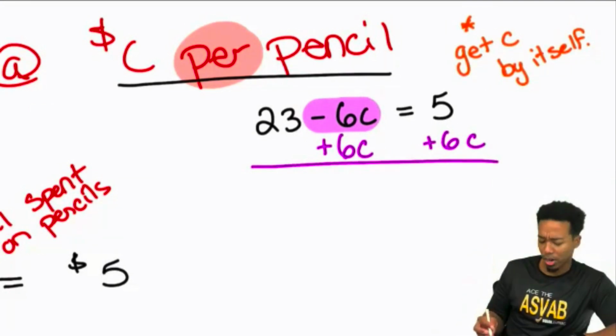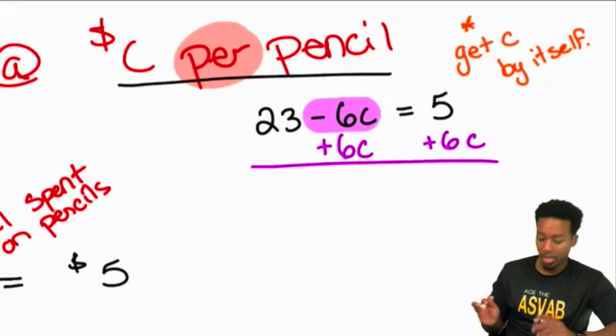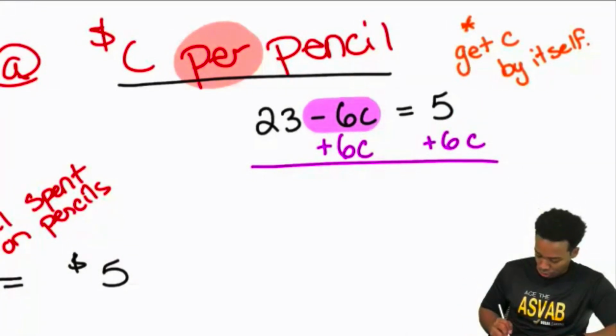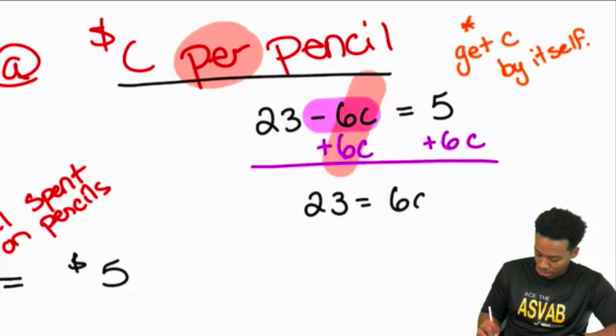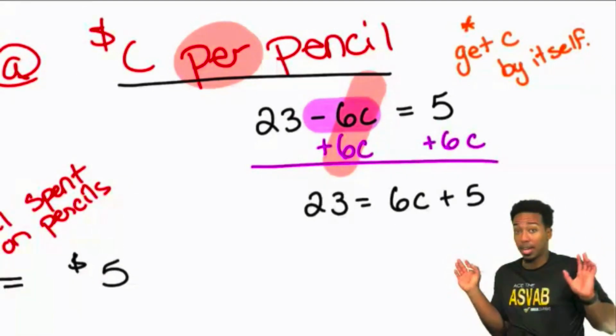Yes or no? Quick question, everybody. Can you combine 5 and 6C together? Are those like terms? No, they're not. They are absolutely not. So what you're going to do here, it's going to cancel out right there. You're going to have yourself 23 equals 6C plus 5. Again, those aren't like terms. Just leave it as is.